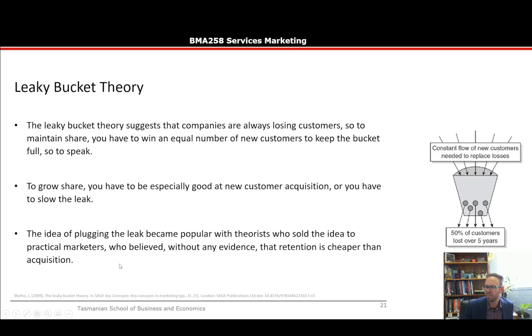So the idea of plugging the leak becomes more popular with theorists who sold the idea to practical marketers who believe without any evidence that retention is cheaper than acquisition. And it's not true, right? And we know this now. Now, leaky bucket theory is an overly simplistic model, but it's a beautiful one.